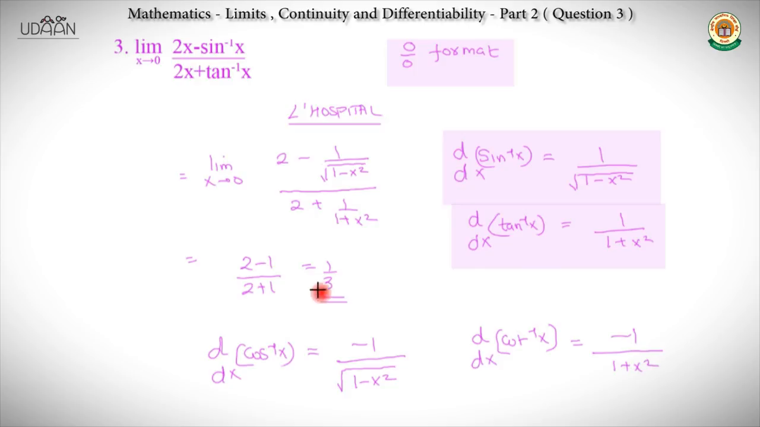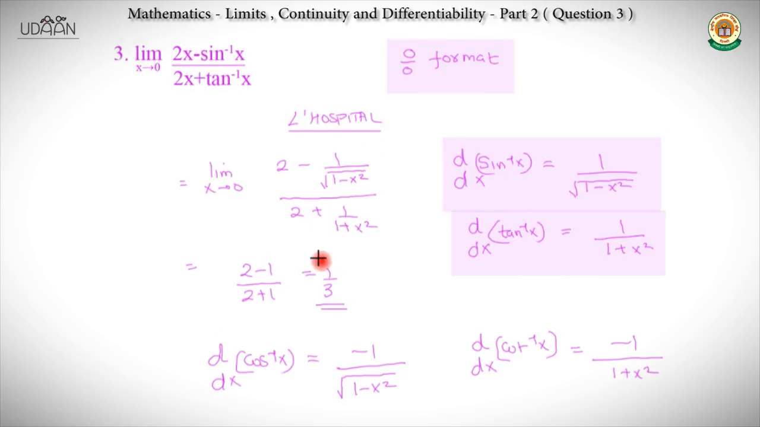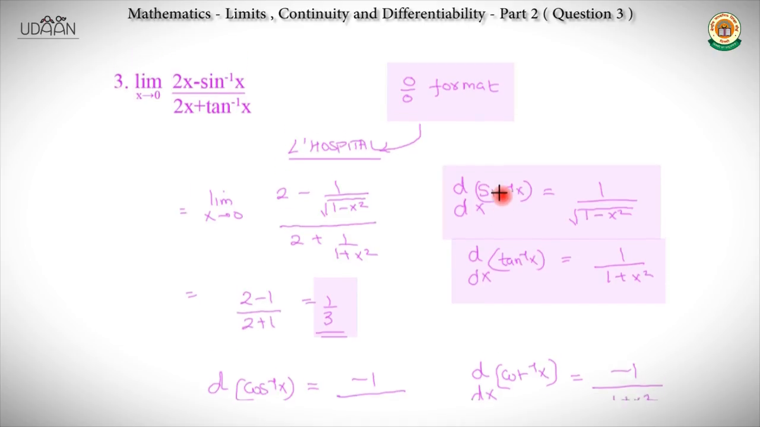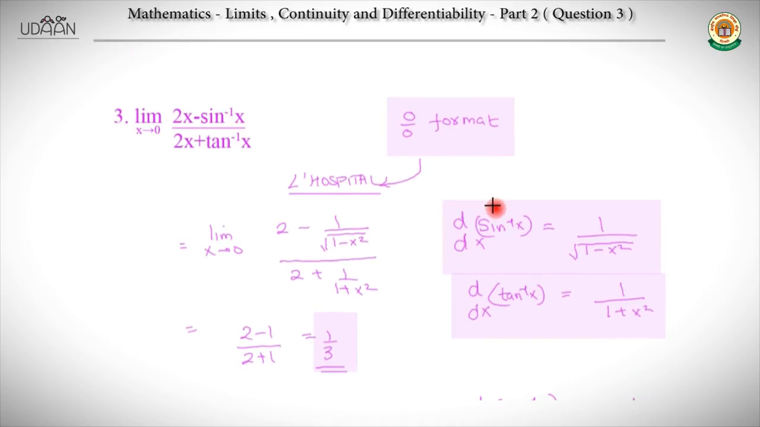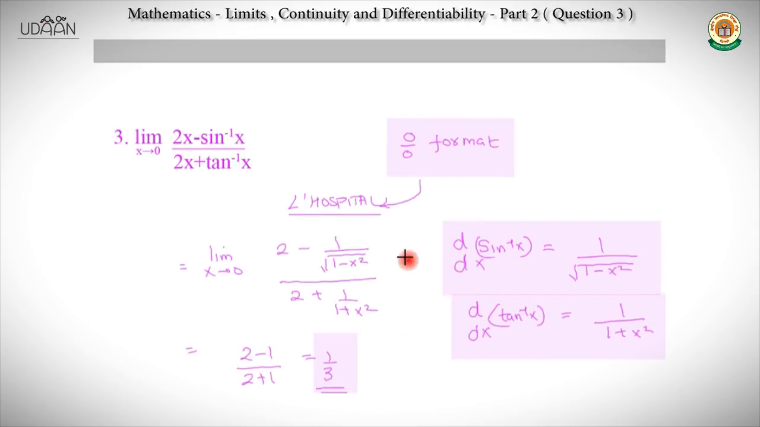So it's pretty simple. It's a 2-3 step problem. As soon as we know that it's a 0 by 0 format, we apply the L'Hospital rule, and one simple fact that we remember, the differentiation of sine inverse of x and tan inverse of x with respect to x, will immediately get us to the solution, the limit being equal to 1 by 3. So tell us, what if it was cot inverse of x or cosecant inverse of x instead of sine inverse and tan inverse?